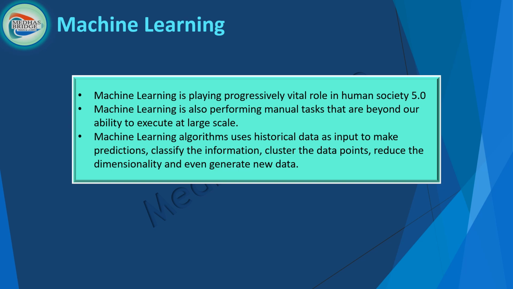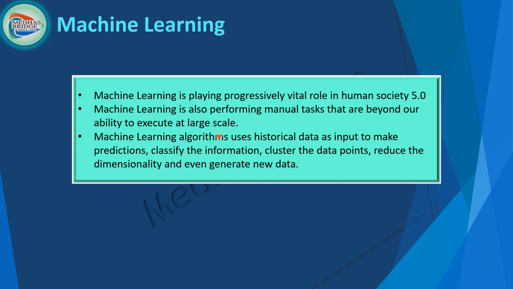In Industry 4.0 or Society 5.0, machine learning algorithms are playing progressively a vital role in human lives. They are also performing manual tasks that are beyond our ability to execute at a larger scale. Humans have some kind of capacity limitation, but machines can extend their capacity in real time to do the same job with much more efficiency.